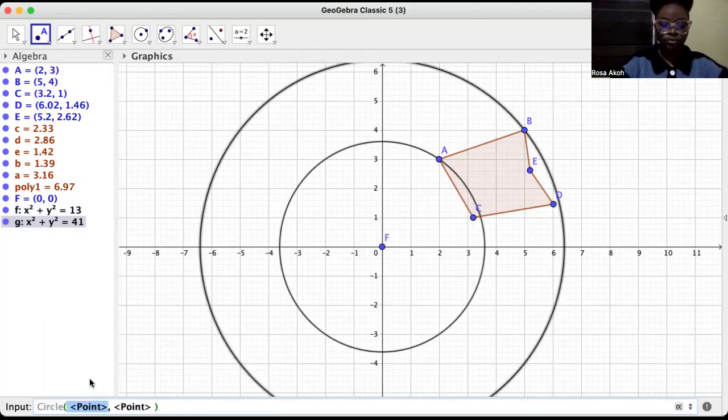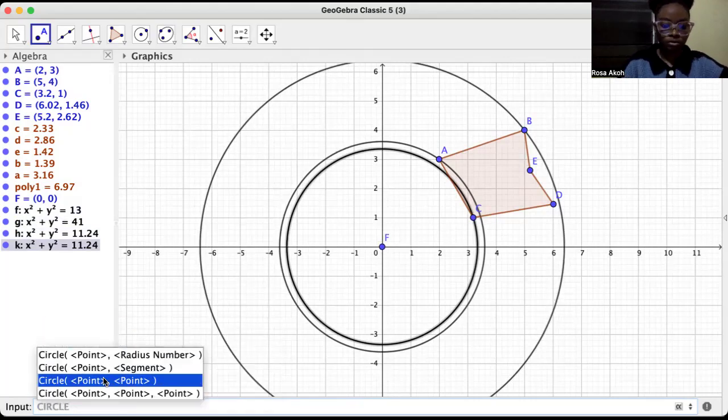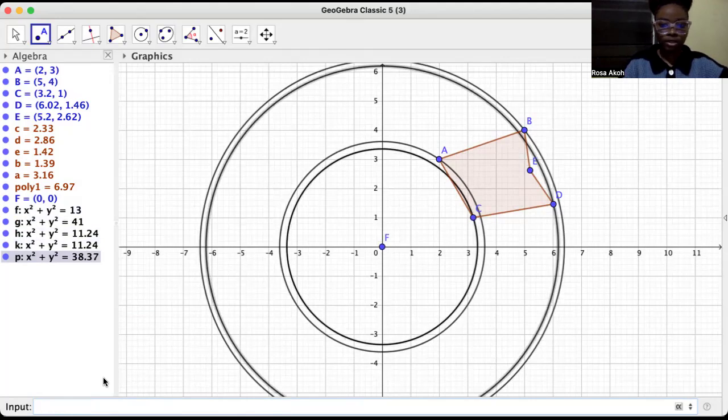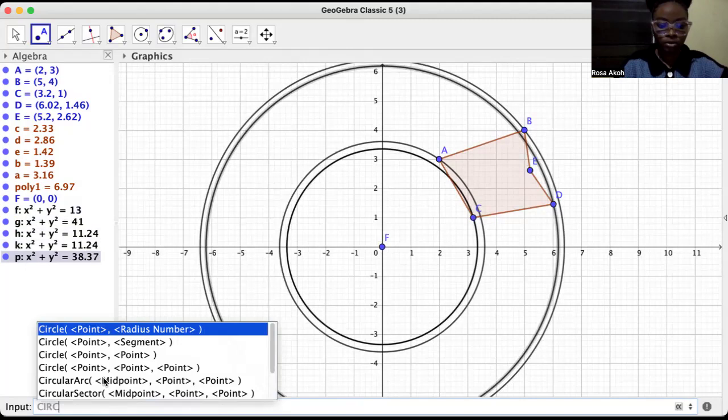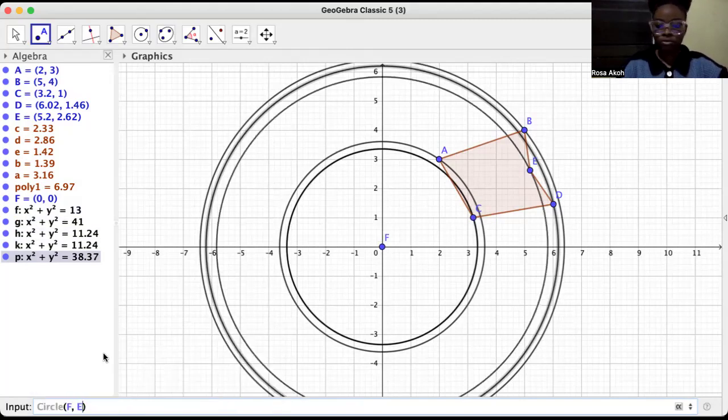Circle F, C. The next one is circle F, D. Enter. Now the next one is going to be circle F, E. Now we have the circles.